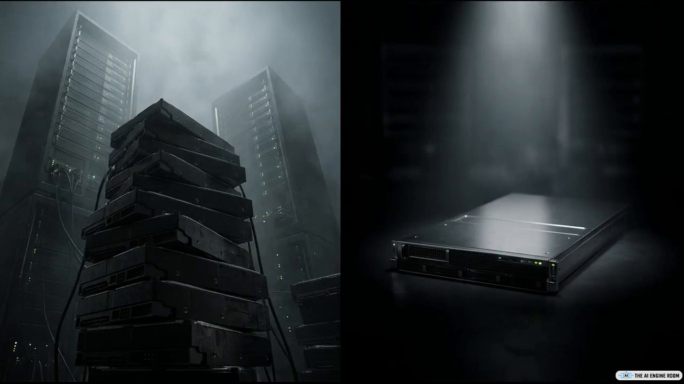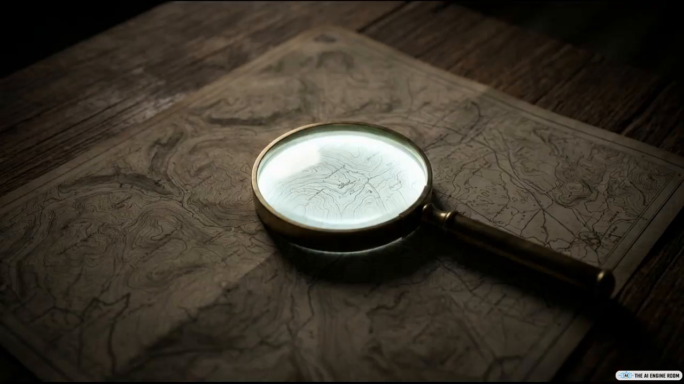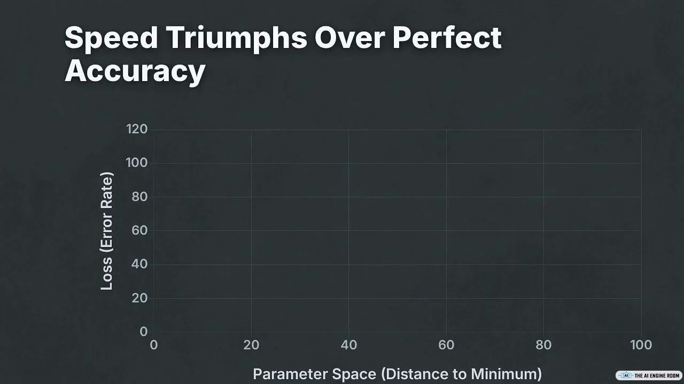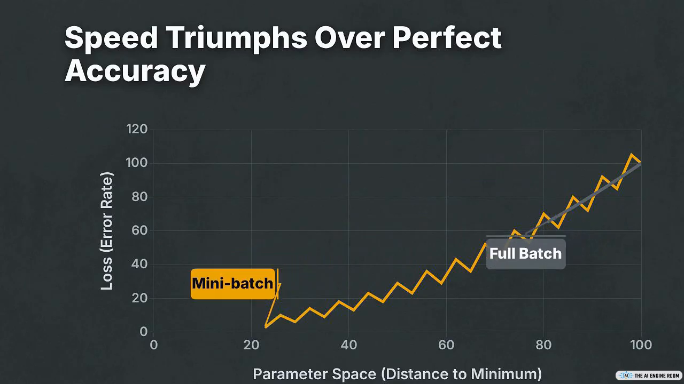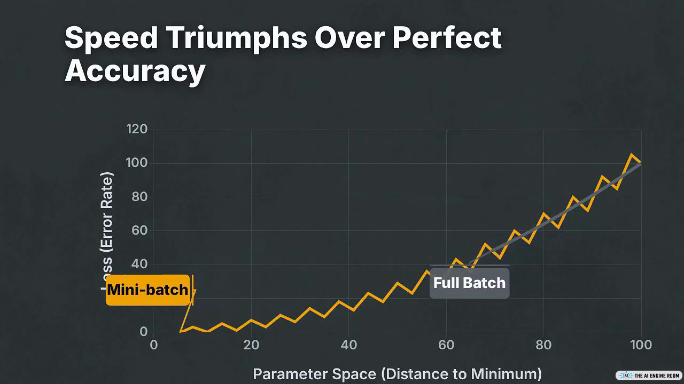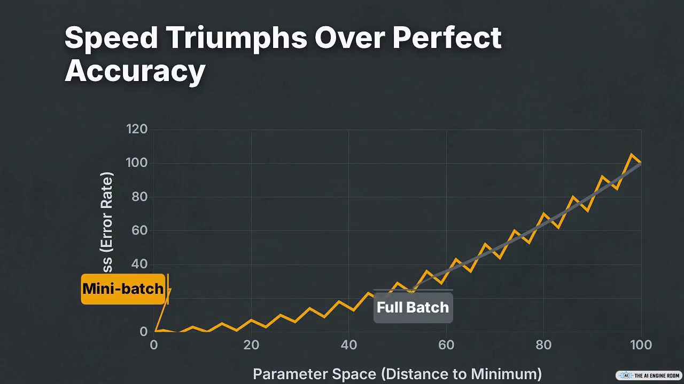To bypass this data bottleneck, the industry uses stochastic mini-batch gradient descent. Instead of evaluating the whole dataset, it estimates the slope using a tiny, random handful of data. Look at these two lines descending the slope. The smooth path is full batch. The jagged line is mini batch. It frequently steps wrong, but evaluating small batches so quickly lets it easily overtake the perfect line, reaching the bottom in a fraction of the time.